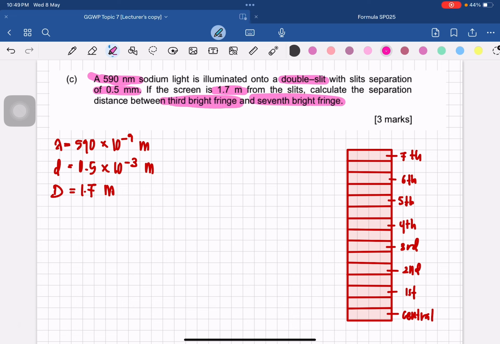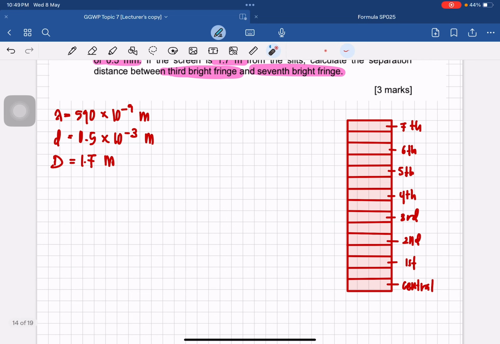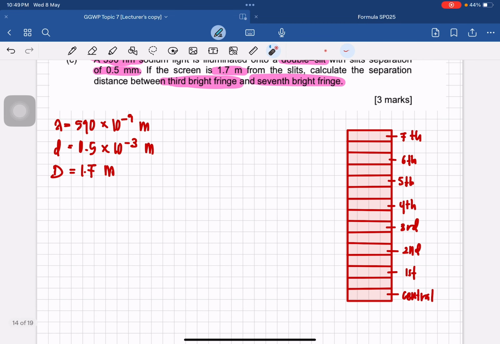So this one I've already drawn a fringe pattern so that I can explain clearly. So now it asks for the distance from the third bright fringe, so this is our third bright fringe to our seventh bright fringe.